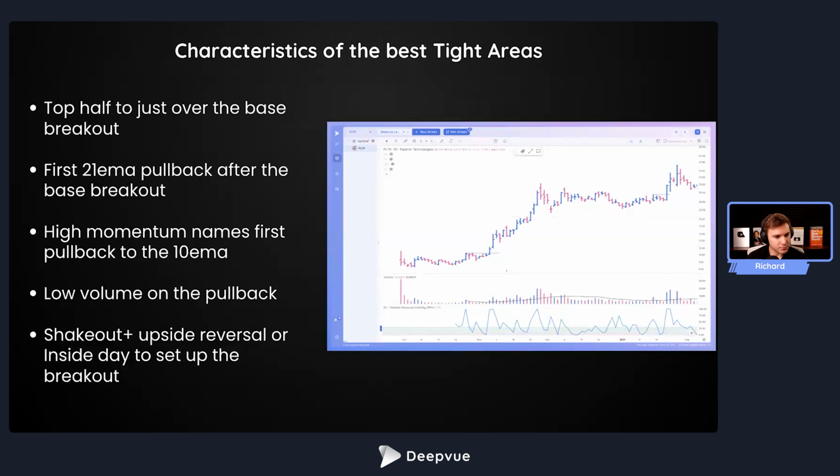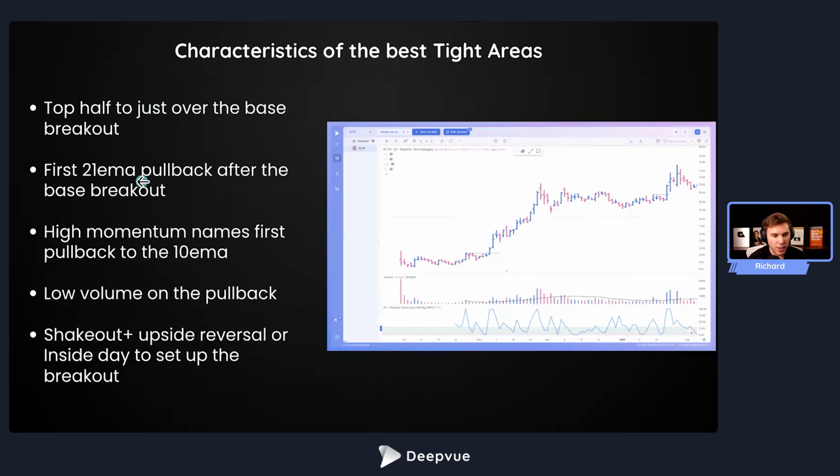All right. Characteristics of the best tight areas. So just revisiting this because I think it's so important, and this can help your trading overall, not just trading tight areas, but focus on setups and tight areas in the top half of the base, or just over that base breakout. So kind of minus 10% from the base pivot to plus 10% above the base pivot.